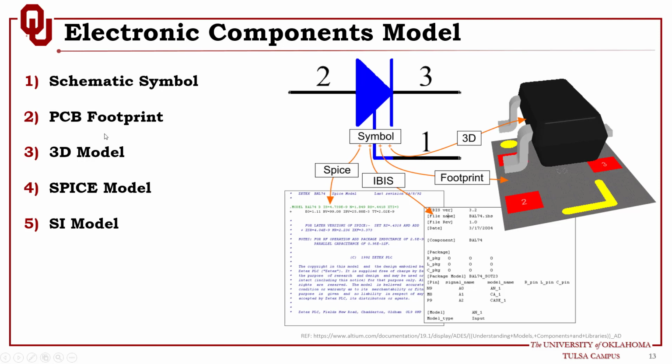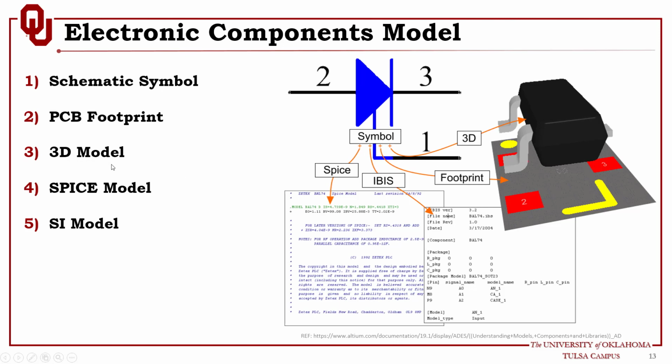The first one is the schematic symbol. It's basically this symbol in here, and from its name we know that it will be used in the schematic design. We have a PCB footprint, which is these yellow and red pads. The yellow is basically the outline of the component, and the red ones are the pads. These are SMD type pads. And also from its name we know that it will be used in the layout.